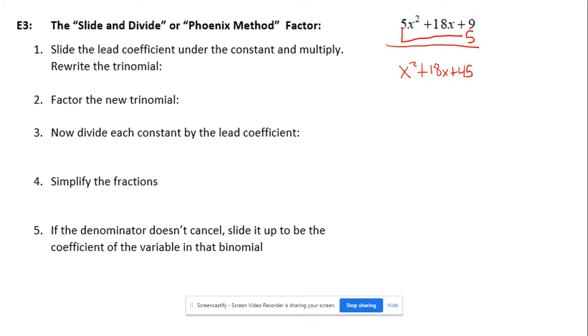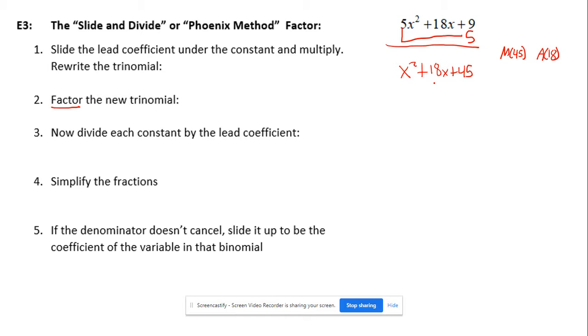So now I have this new trinomial, x squared plus 18x plus 45. And what I'm going to do is factor this just like it's one of the easy problems that we've been doing for the last 6 weeks. So I'm looking for numbers that multiply to 45 and add together to equal 18. So regular factoring right now, numbers that multiply to 45 and add to 18.